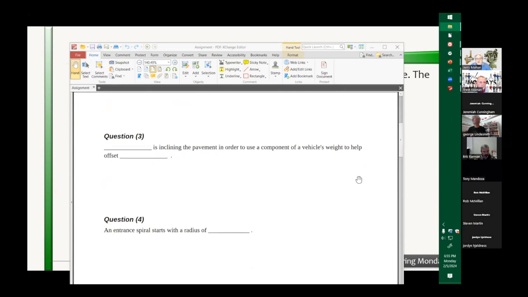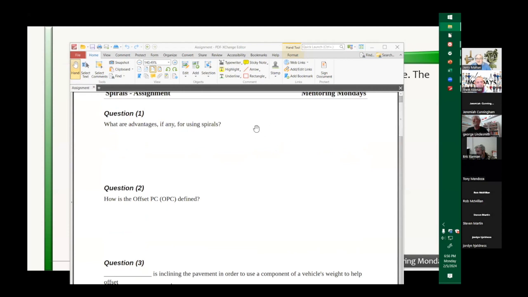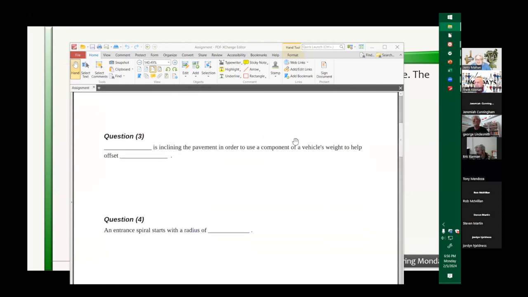Question: blank is inclining the pavement in order to use a complement of this vehicle's rate to offset what? So with the blank, question number 3, blank is inclined to pavement. George, you're either going to have to speak faster or, yeah, your Wi-Fi's kicking your butt. Okay, I'll go really fast. The big advantage is doing roads in mountainous areas where you don't have much room. Yeah, his Wi-Fi is really slow. He's three questions behind us.